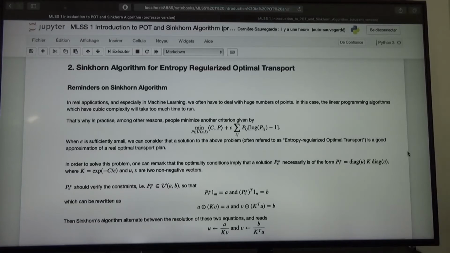So what we're going to do is we're just going to use those properties, those equalities, the marginal constraints on our solution. And this gives us a very simple iterative algorithm called the Sinkhorn algorithm. And this algorithm is just a fixed point algorithm.